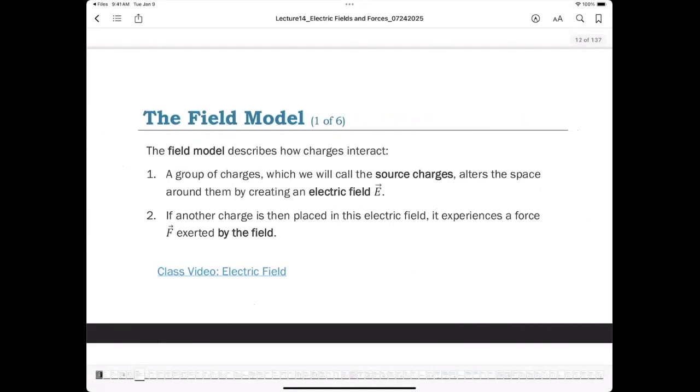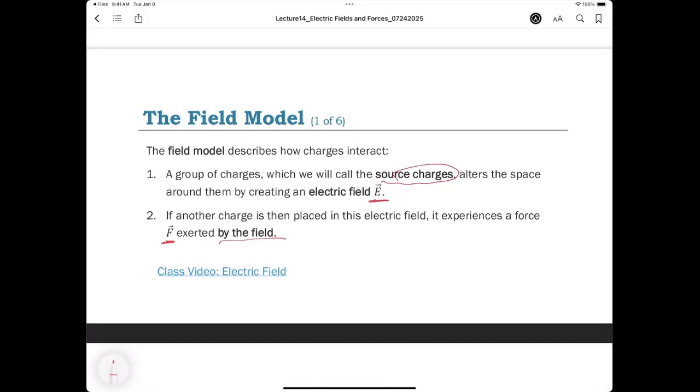Let's talk about the field model. The field model describes how charges interact. A group of charges, which we will call the source charges, alters the space around them by creating an electric field. We use this to represent the electric field. If another charge is then placed in this electric field, it experiences a force exerted by the field. Does that make sense to you?